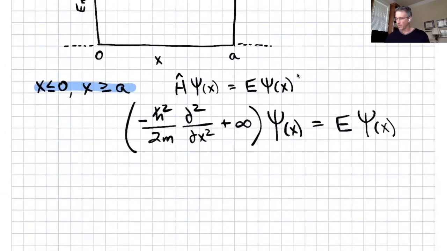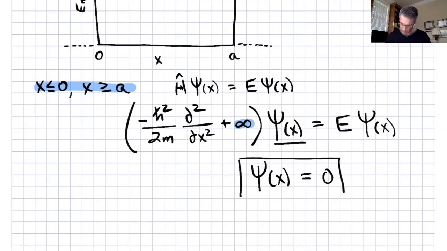Okay, so now the question is, what's the solution? Turns out it's pretty easy, because of that infinity term right there, there's only one solution. The only way to solve this equation for this wave function is if the following is true. Because of that infinity term, the wave function as a function of x, for dimensions outside the box, x less than 0 and x greater than a, is just equal to 0. The wave function equals 0.